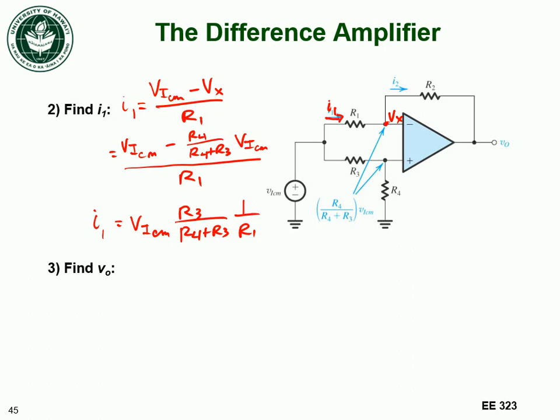Okay, and once I know I1, I can now figure out the equation for the output voltage. Why is that? Well, let's write an equation for the output voltage based on a KVL. And let's do a KVL around this path here. Okay, so my output voltage is going to be equal to what?